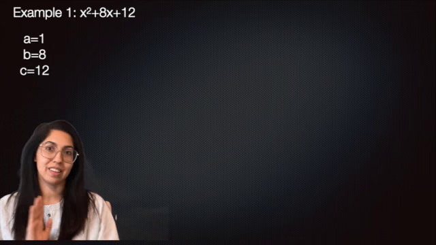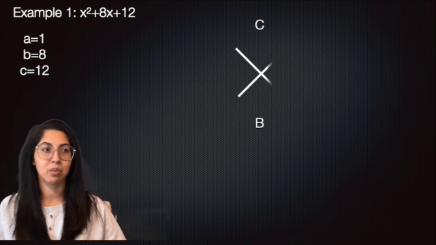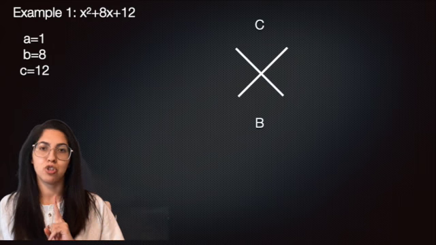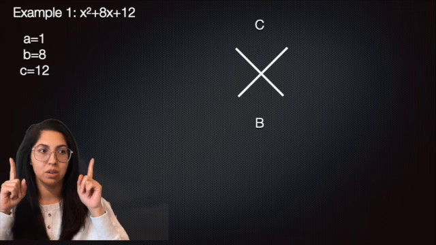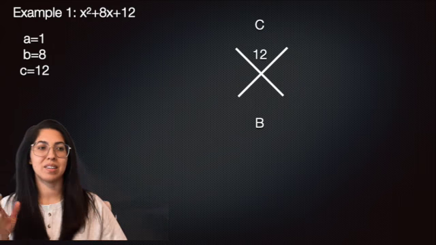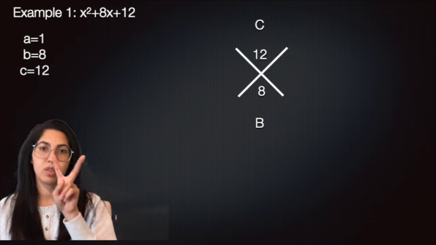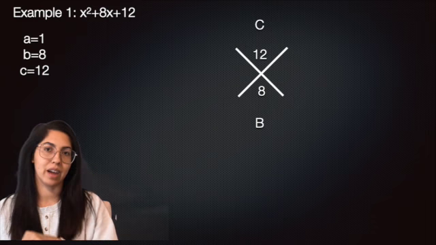So now let's get into the actual steps. So step 1 is to draw an X, and we're actually going to draw an X. Step 2, place C up top in the clouds, which we're doing. Step 3, place B on the bottom, which we are doing. Next, we are finding the factors of C. And we're actually going to write those on the sides of the X.